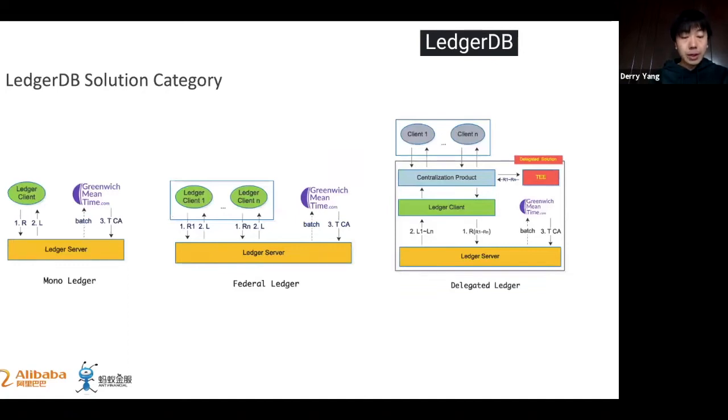In real applications, there are 3 styles of user scenarios. They are monoledger, federated ledger, and delegated ledger. Monoledger is the simplest style, in which only one peer exists. An example for monoledger is a ledger where everyone keeps his own privacy journals without intersections with others.